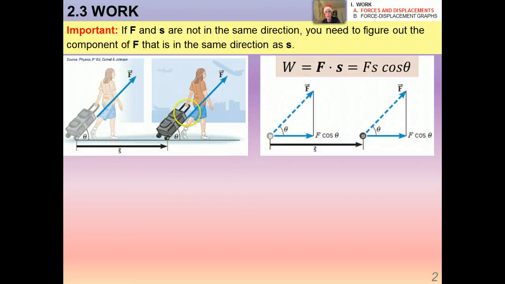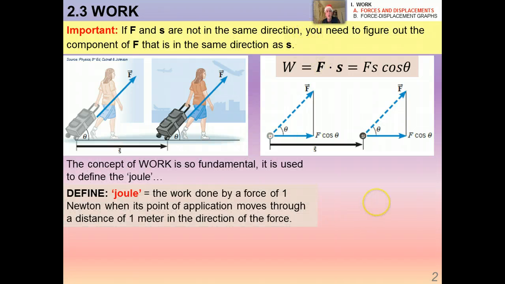Here's a free body diagram of that suitcase where the wheel is the center of the free body diagram. Okay. You can see that F cosine theta is the component of F that is exactly parallel to S. Okay, so that's what I mean when I say that the cosine of theta takes care of this issue for you.